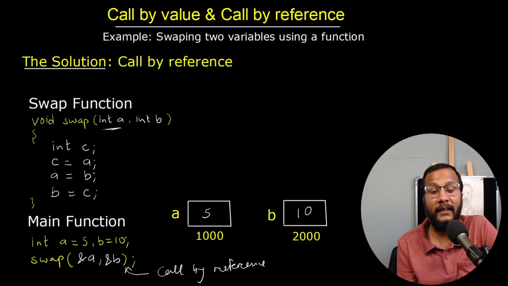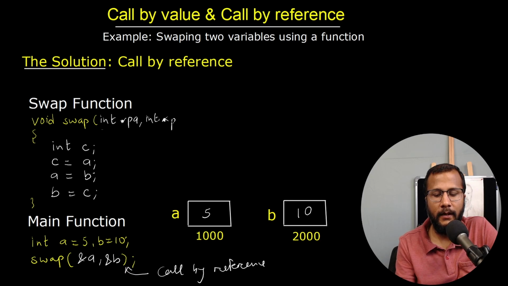If I'm passing the address, I should have a variable that can actually hold the address. So what is the variable that can hold the address? I need a pointer variable, right? So instead of this int A comma B, I'll change it here and make it a pointer variable. Let's say the address of A is stored in int star PA. This is the pointer, okay? PA is a pointer to A, and int star PB. This is how I take the addresses, right?